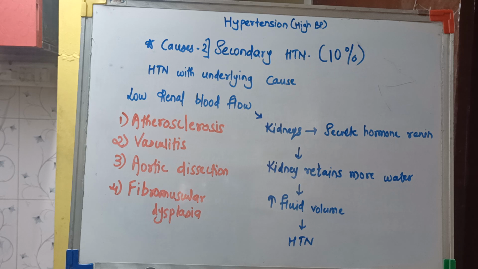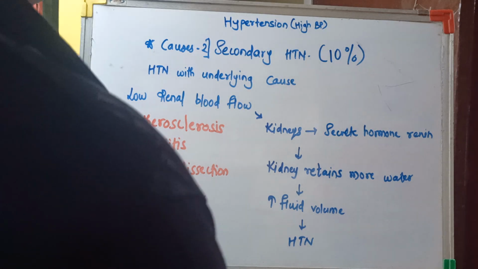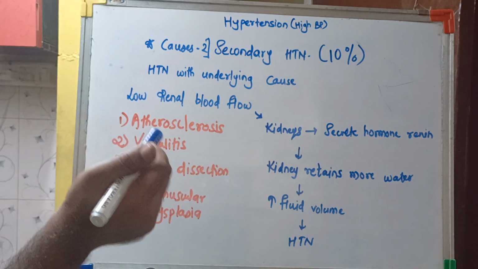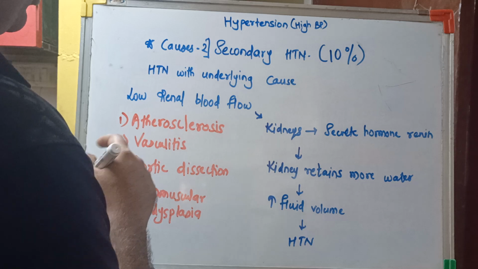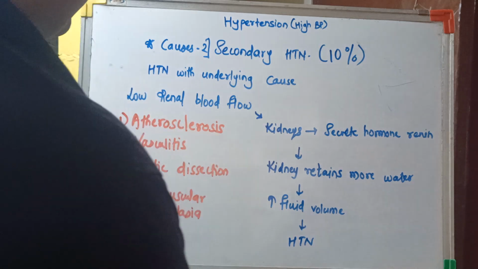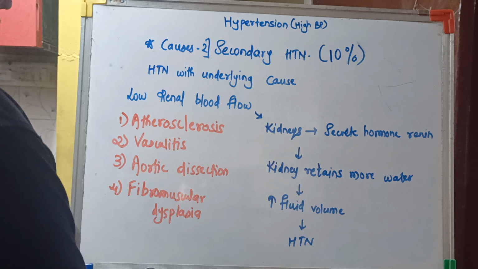Now we will focus on secondary hypertension. It accounts for 10% of cases. It is hypertension with an underlying cause. The causes are such as atherosclerosis, vasculitis, aortic dissection, and fibromuscular dysplasia, which is seen in young women.